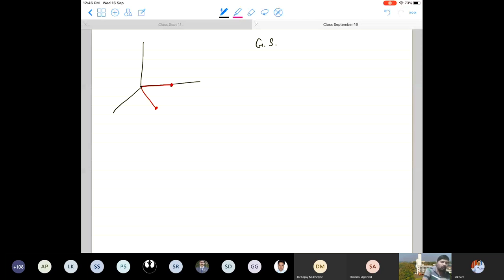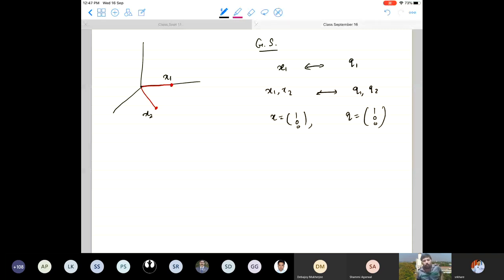Gram-Schmidt orthogonalization, what is this Gram-Schmidt orthogonalization doing? So suppose this vector is x1, this vector is x2. Then from x1, you will construct q1, and from x1, x2, you will construct vectors q1 and q2. So from x1 to q1, it is really very easy. X1 is actually equal to 1 0 0. You can take q1 also equal to 1 0 0. The norm of this vector is 1, so you can take q1 to be equal to 1 0 0, and there is no big deal about it. Now the choice of q2 is really very important.